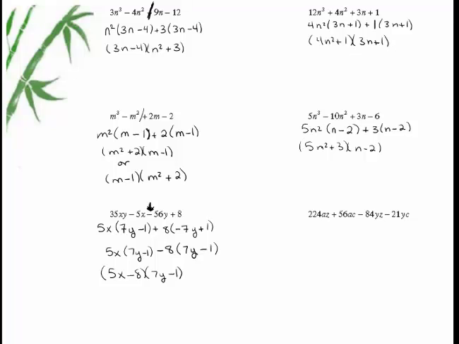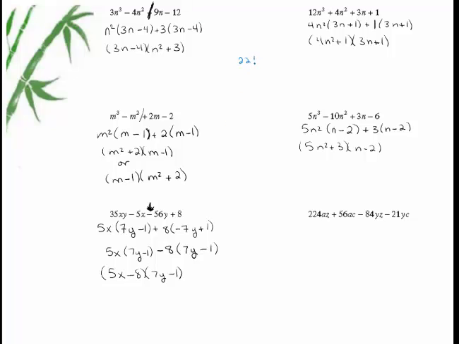Our next example, I got 5n squared plus 3 and n minus 2. And then the reason I did not work this one out yet is because I wanted to talk to you about how to work this out when you can't readily identify the numbers they have in common. We're going to go back to our factor.